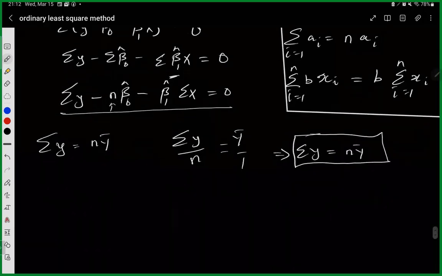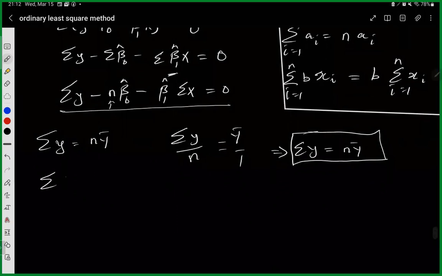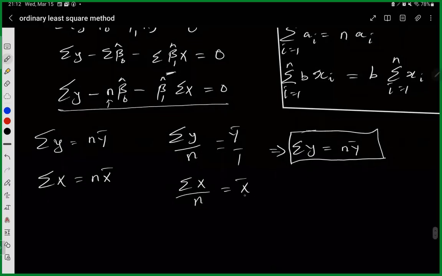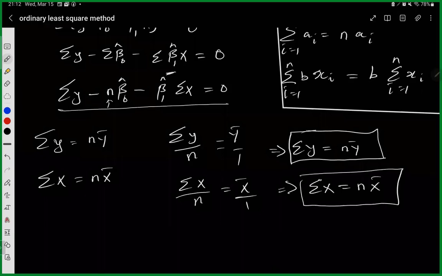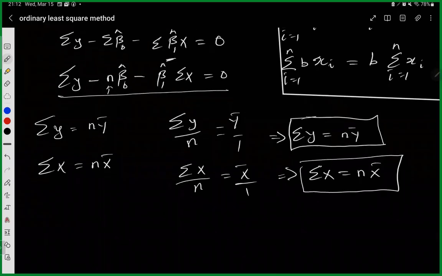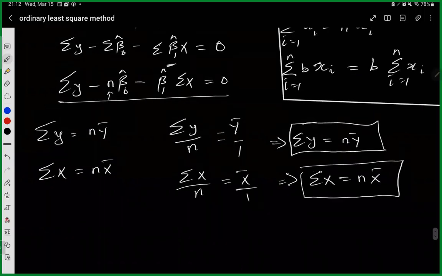So the same intuition goes with summation x. Summation x is the same as n x bar. Why? Because summation x over n is equal to x bar. So if we're to get summation x, we're saying over 1, cross multiply, we have summation x times 1 is equal to n times x bar. See that? Madam, are you following? Yes, I am.